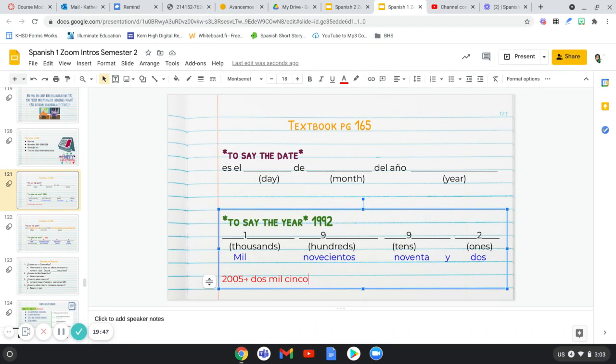This is kind of how you do dates, birthdays, important dates, holidays, anything you need to say. If you're giving out a date, always put your number first, then you put your month, and then if you do need to give the year, you have this formula on how to do the years as well.